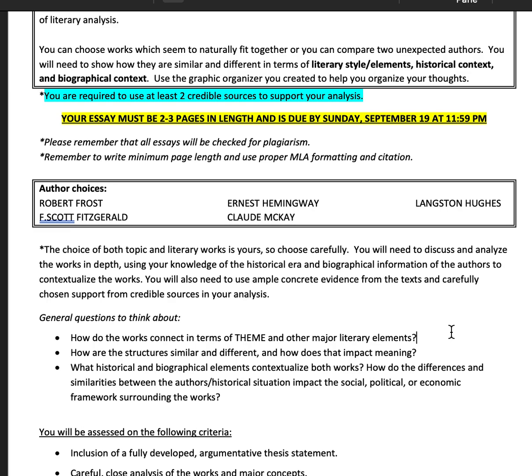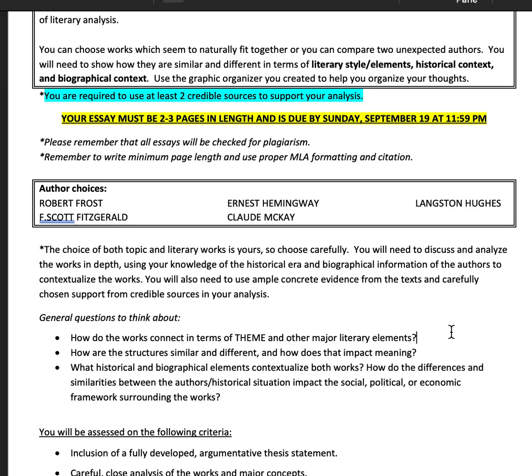For Frost, that might be isolation in nature, away from developed world. And for Hughes, it might be isolation of identity as a Black man in this sort of emerging era in the 20s and 30s.